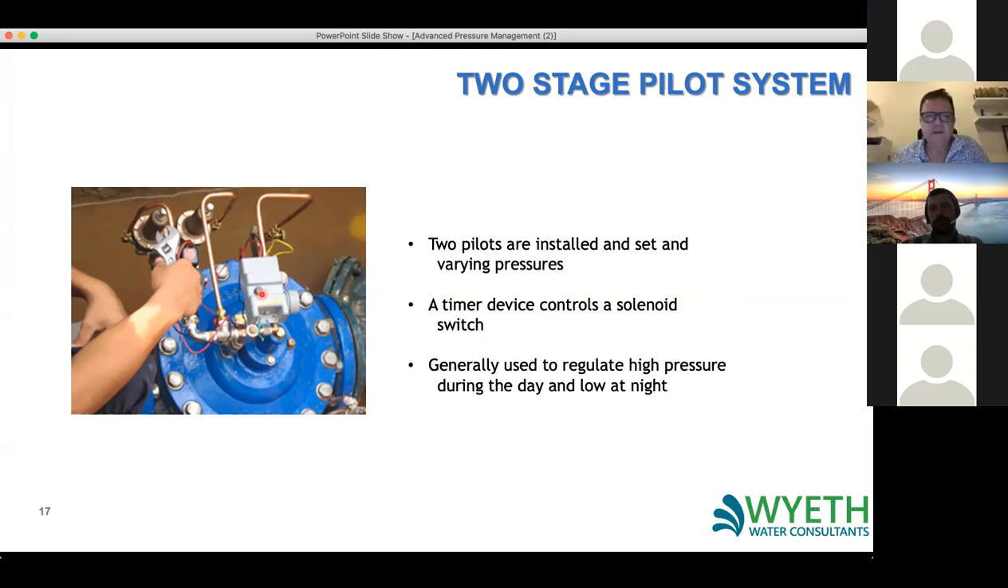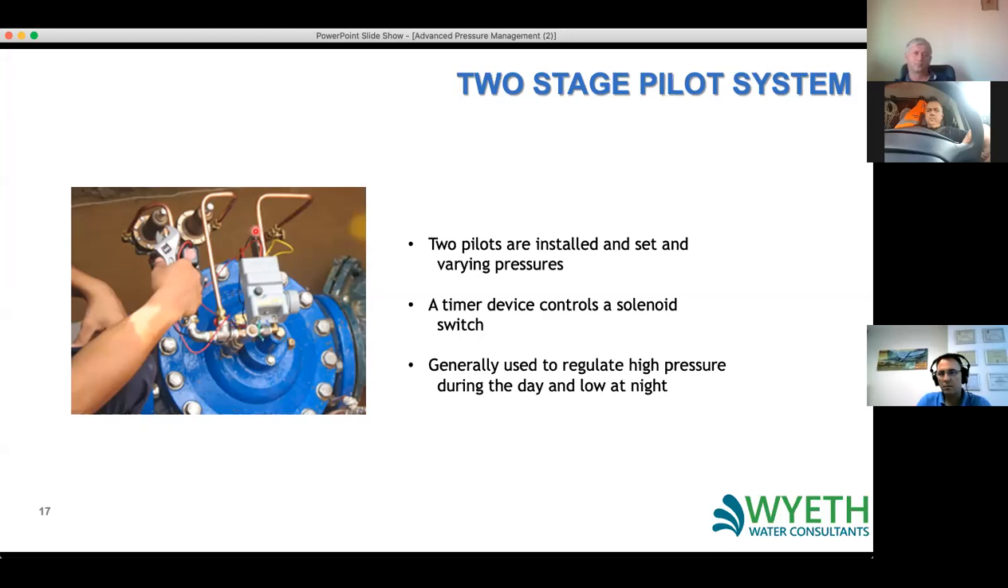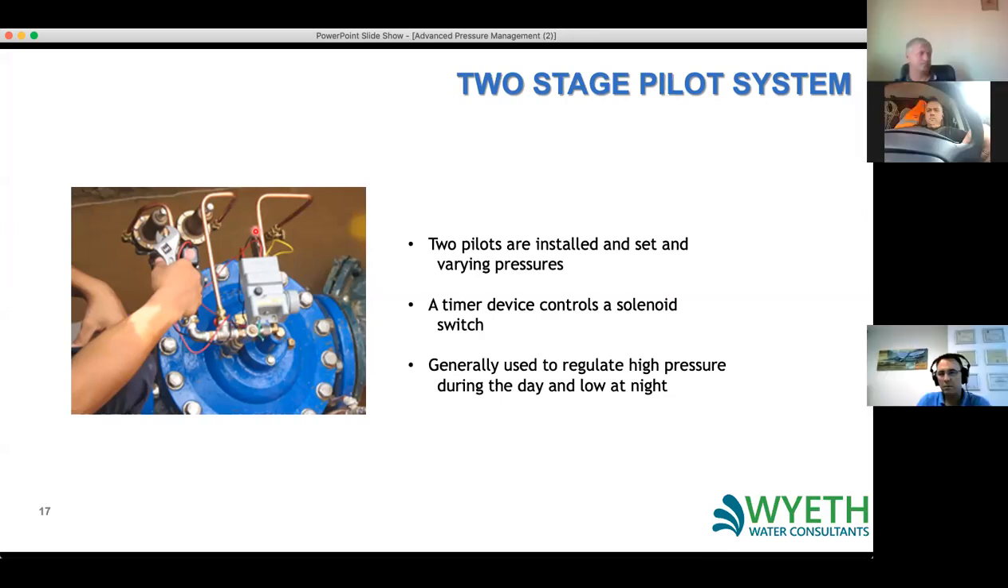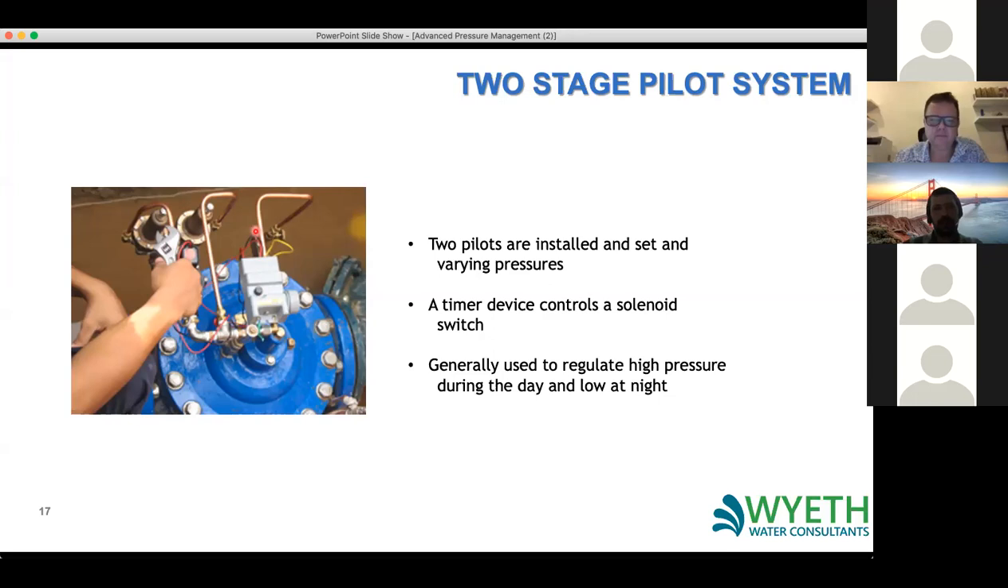And what this timer does is it uses a little electronic solenoid to switch between the two pilots, so that you can have high pressure during the day and low pressure during the night.